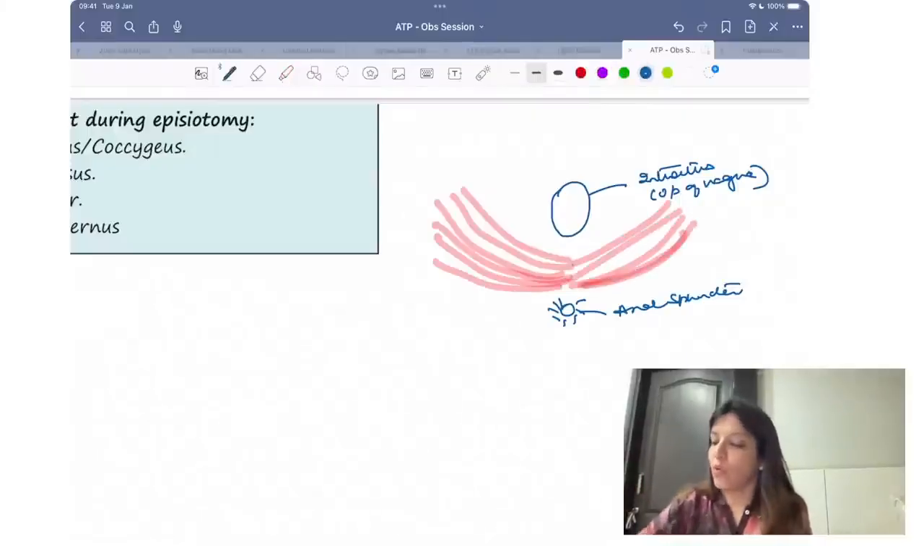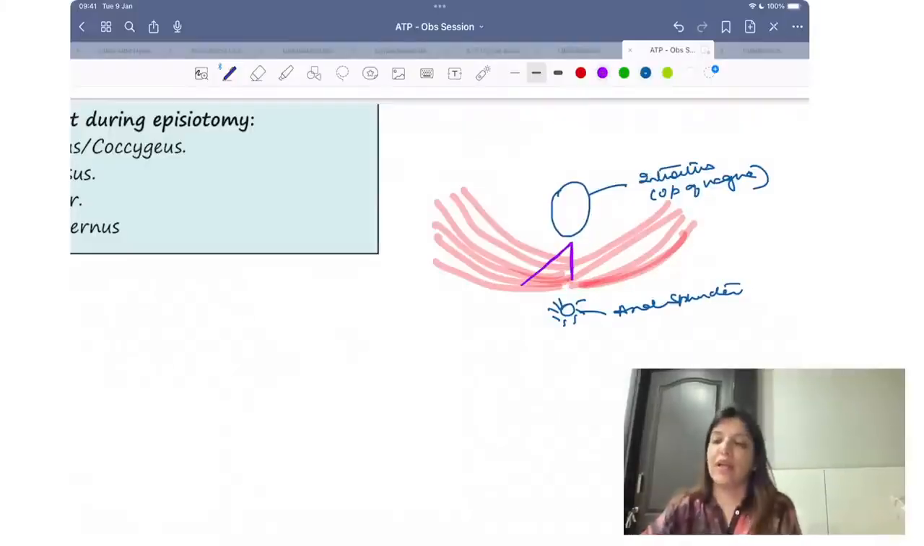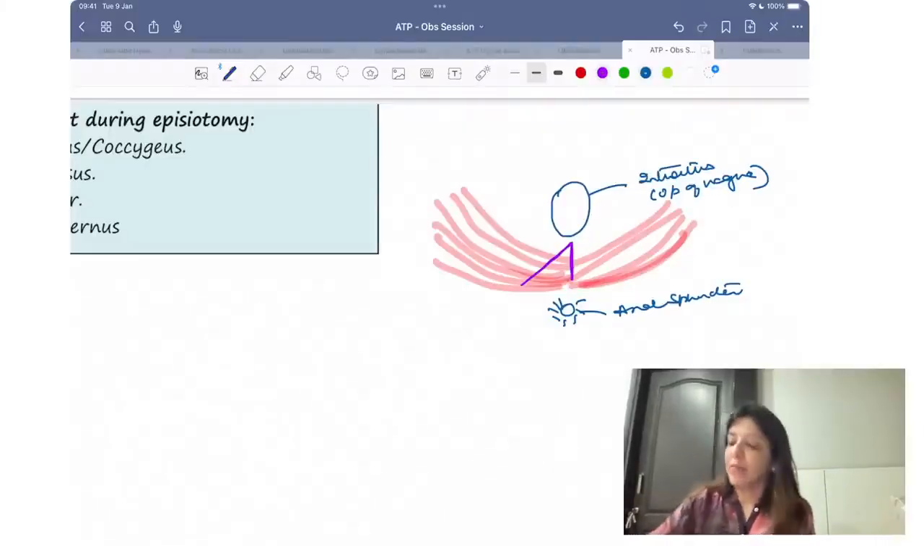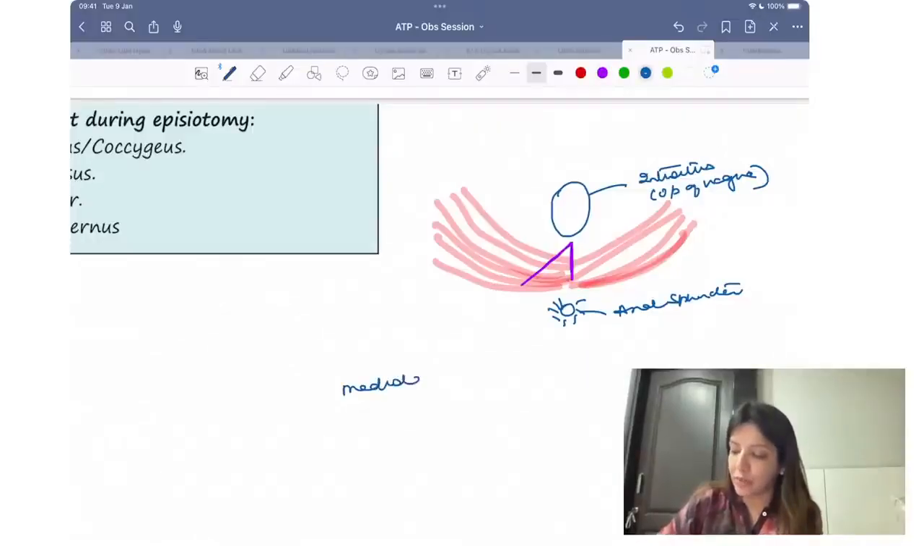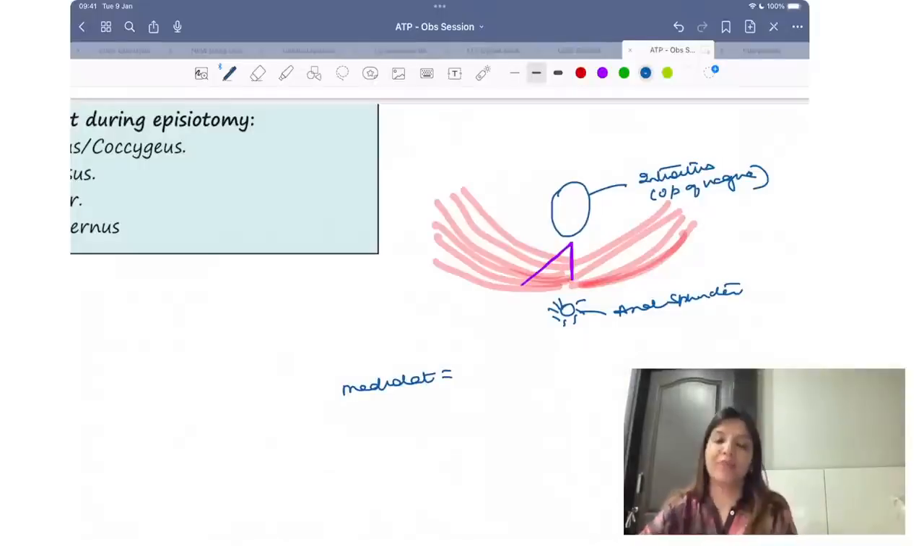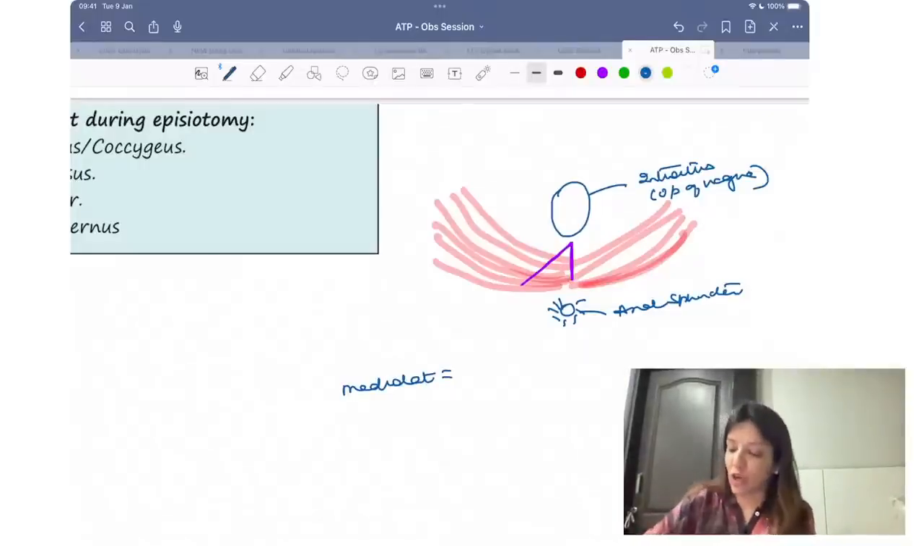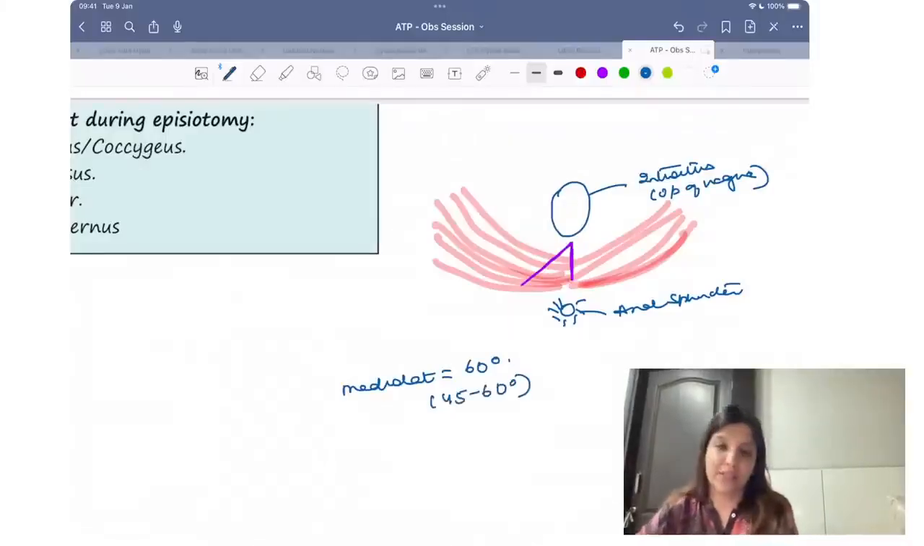Now, when you are giving an episiotomy, you can give it like this, that is a median episiotomy, or you can give it at an angle, that is a mediolateral episiotomy. Please remember the angle of mediolateral episiotomy. The angle of mediolateral episiotomy is 60 degrees. Range is 45 to 60 degrees.